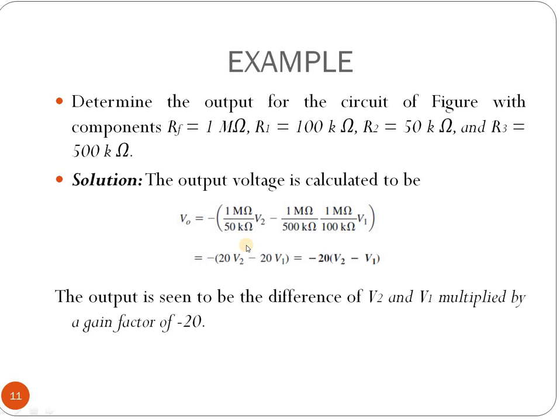directly the results are given here. 1 megaohm, that is RF, divided by 50 kilohm, R2, into V2, minus 1 megaohm RF divided by 500 kilohm, that is R3, and 1 megaohm divided by 100 kilohm, that's R1, into V1. So the final result is 20 into V2 minus V1. So this output is the difference between V2 and V1 multiplied by 20, that is the gain factor. Here V2 and V1 are not given, that's why the output is shown with V2 and V1. But if we had some values for V1 and V2, then we could put those numbers here and get the final output V0.